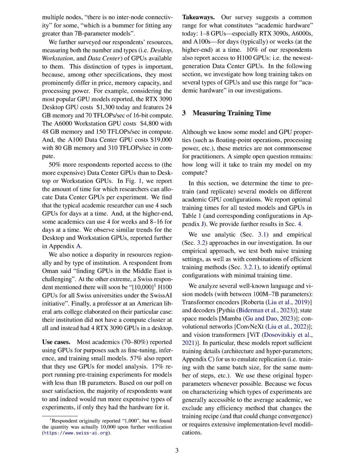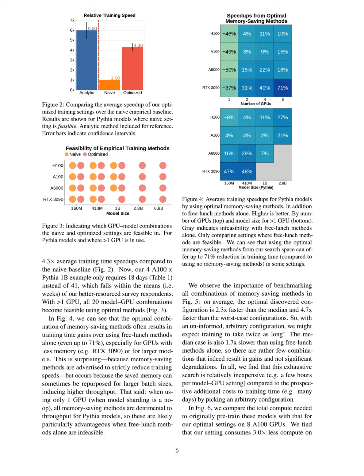We focused on well-known models, including transformer encoders like RoBERTa and decoders like Pythia, as well as state space models and convolutional networks, ensuring that we replicated their training conditions accurately. Performance metrics included training time in days and compute efficiency, where we benchmarked naive training settings against optimized configurations using both free lunch and memory-saving methods.